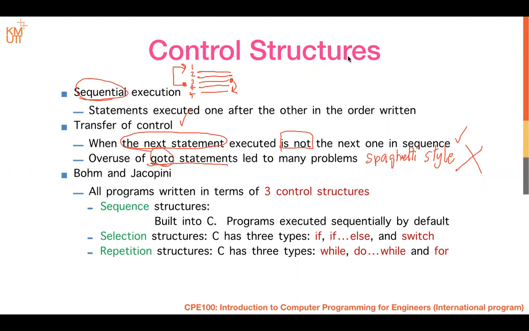All programs can be written in terms of three control structures. The first one is sequence. Then selection. Selection is a kind of if clause or if else or switch in C programming, right? You have to select where you will go. And the last one is repetition or iteration, right? You can use this for loop programming.